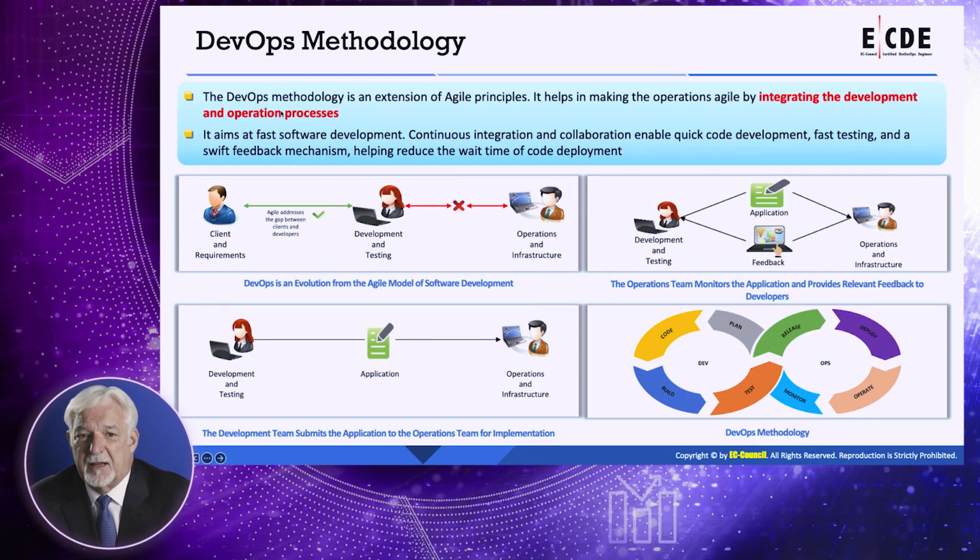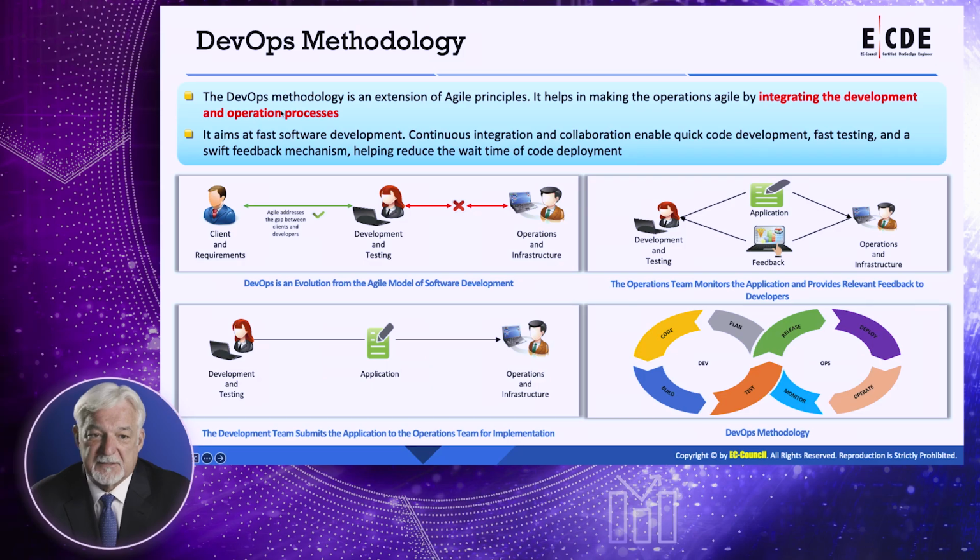Now in the DevOps methodology, it's a different kind of an approach to that agile principle. It helps in making the operation agile by integrating the development and operation processes. Instead of having to have code put over to the operations team as you did at first, now we actually have an integration that occurs. It aims at fast software development. Continuous integration and collaboration enable quick code development, fast testing, and a swift feedback mechanism, helping to reduce the wait time of code deployments. So you have major code deployments going on continuously with this DevOps approach.